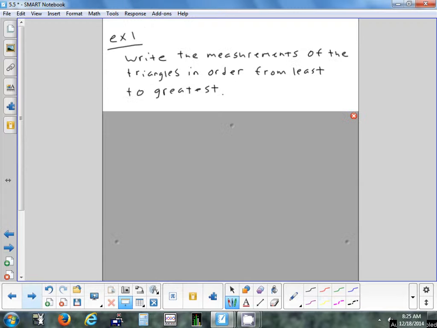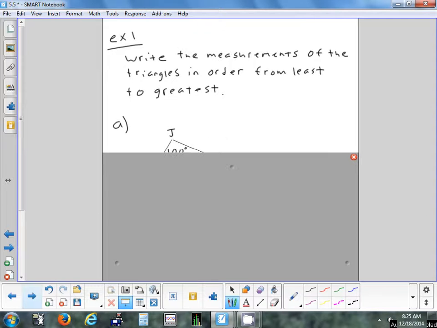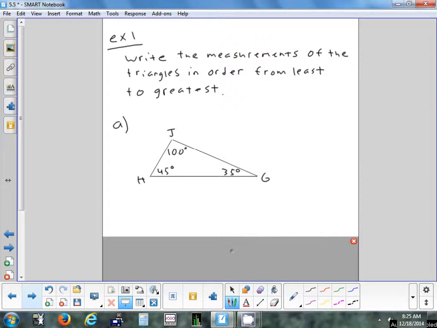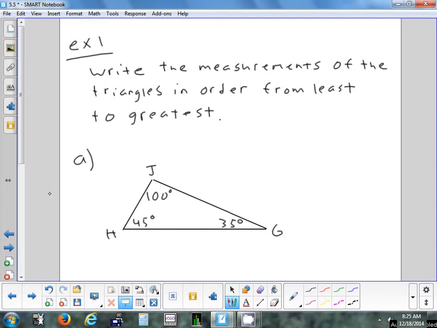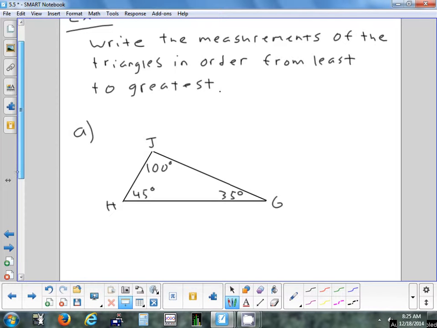All right. So let's look at this, and I want to write down in order the smallest side first, up to the biggest side. Who can tell me what the smallest side is, and don't always go by how the diagram looks. It might not be drawn to scale. Pictures might not be drawn to scale. Go by the angle measurements. Smallest side again? HJ. Yep, HJ.